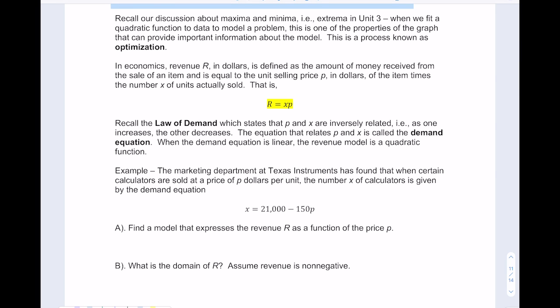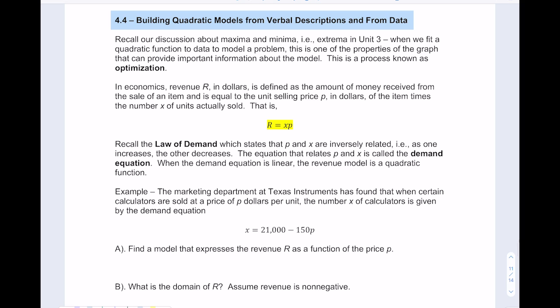This is the last section in Unit 3, where we're going to build quadratic models from verbal descriptions and from data. If you'll remember, we looked at max and min back in the last unit. They were known as extrema. When we fit quadratic functions to data that we have to model a problem, and we determine the max and the min, that's called optimization. Okay, that's what that process is called.